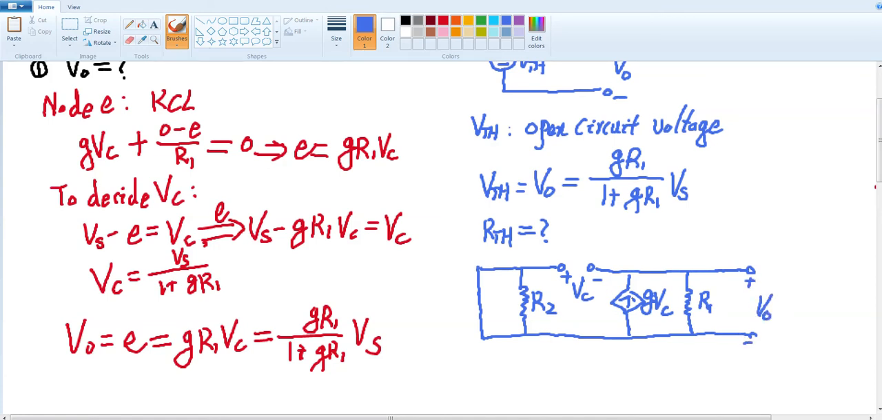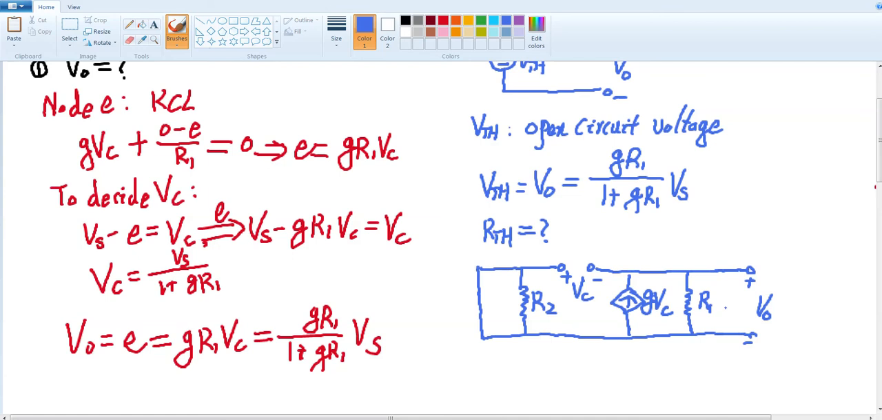It's important to know that this independent source cannot be simply removed. The reason is its value is controlled by VC, but the VC is not necessarily zero, particularly when you put a test source, when you put some external circuit onto this output terminal. So it has to be kept here. Now the question is, what is the resistance that one will see if you look into the output port?